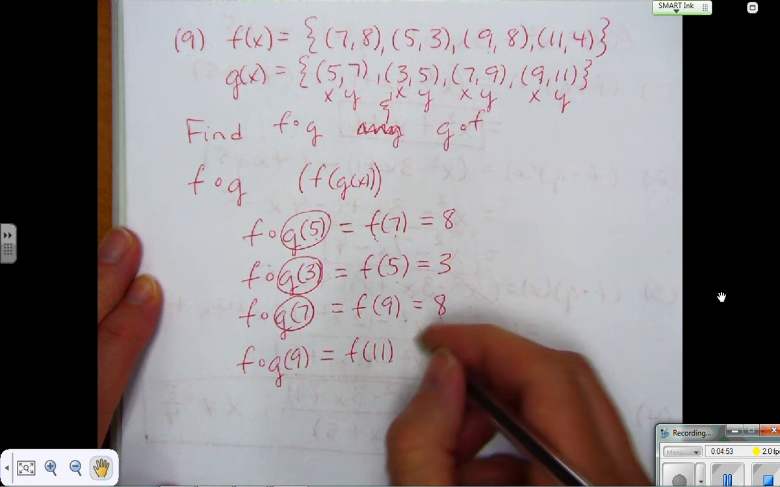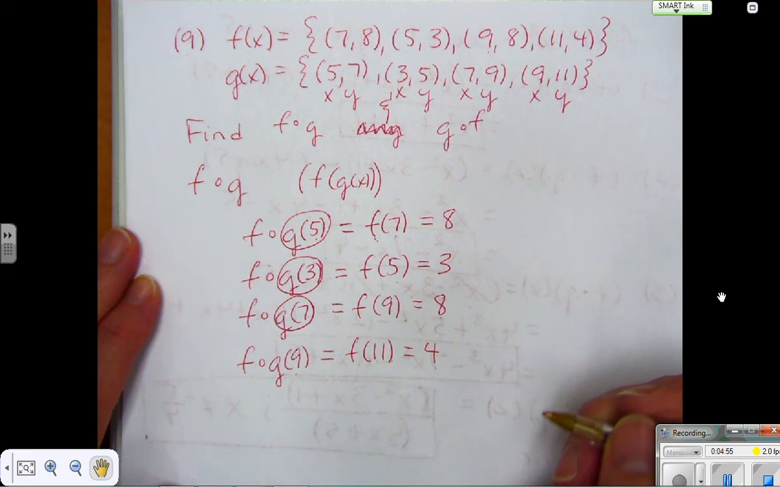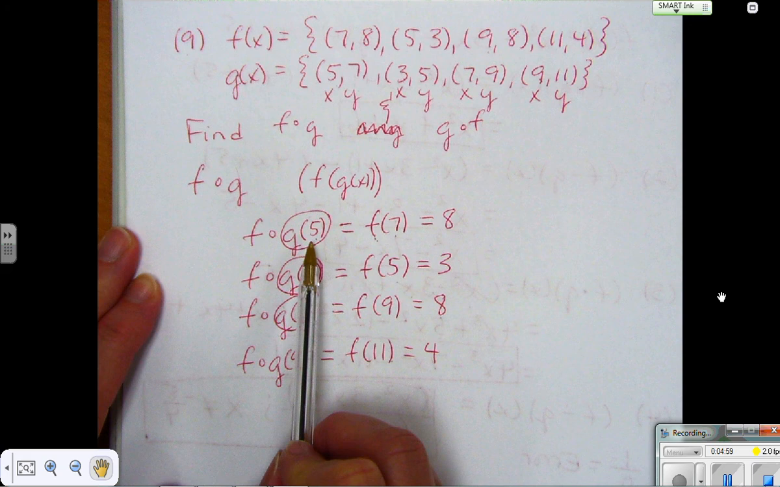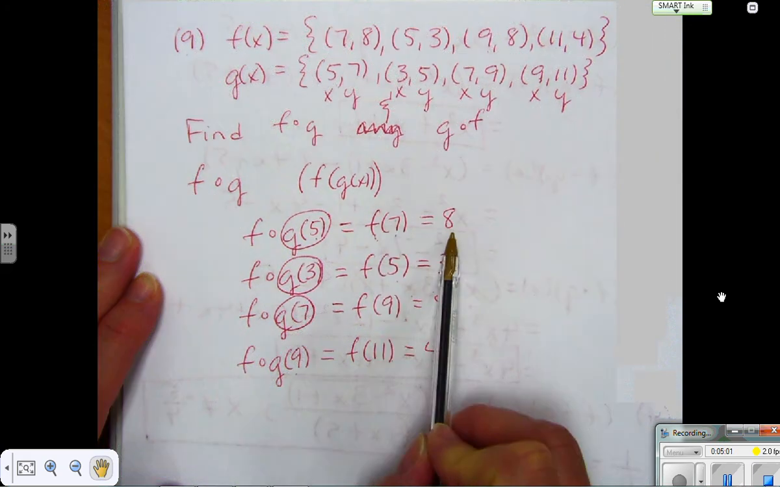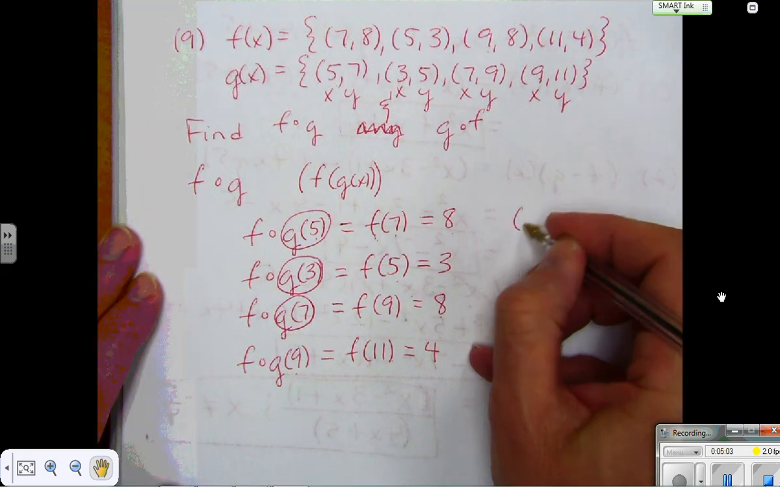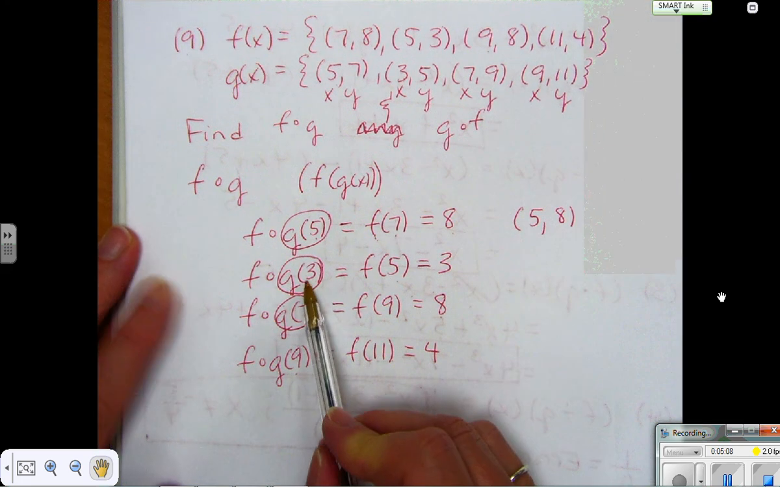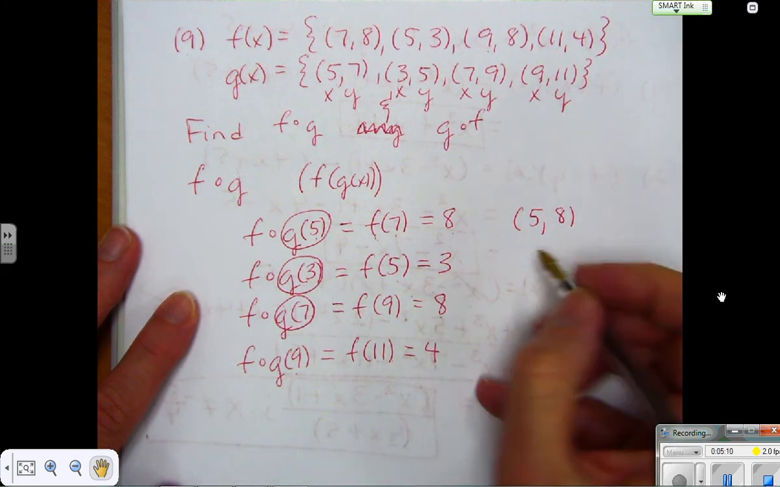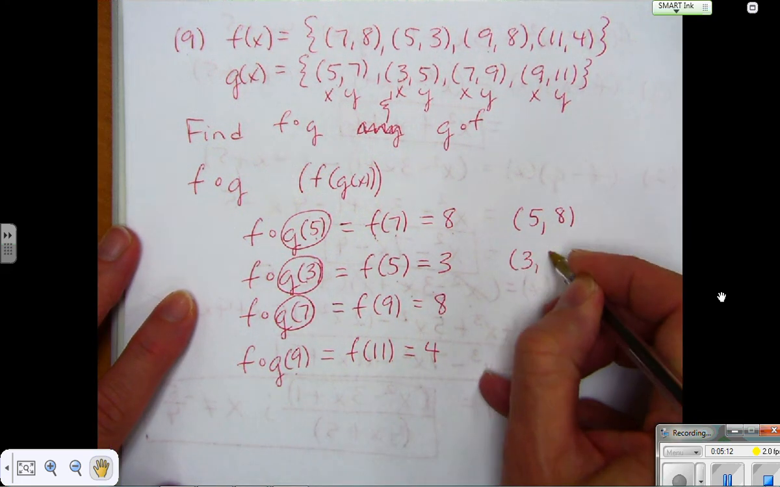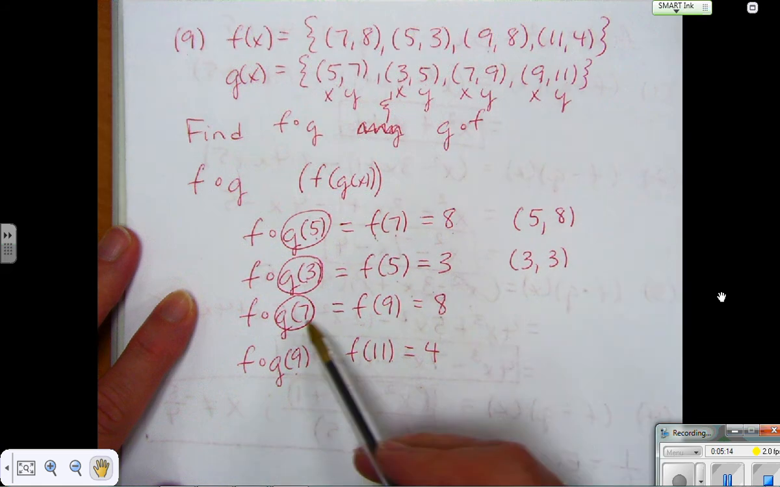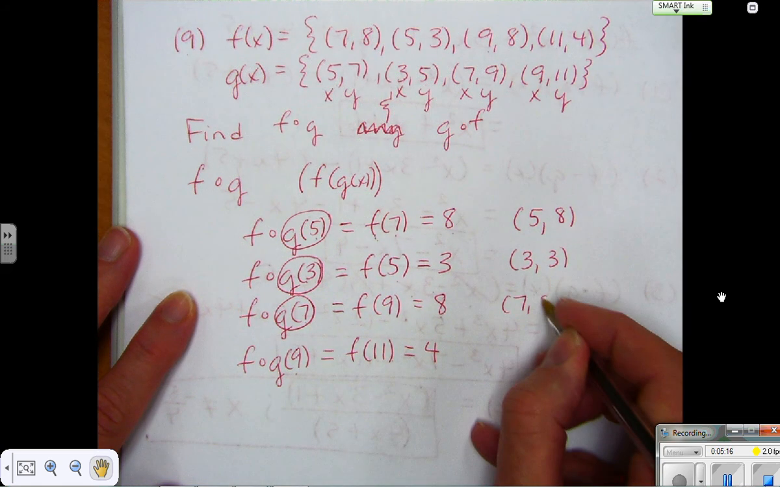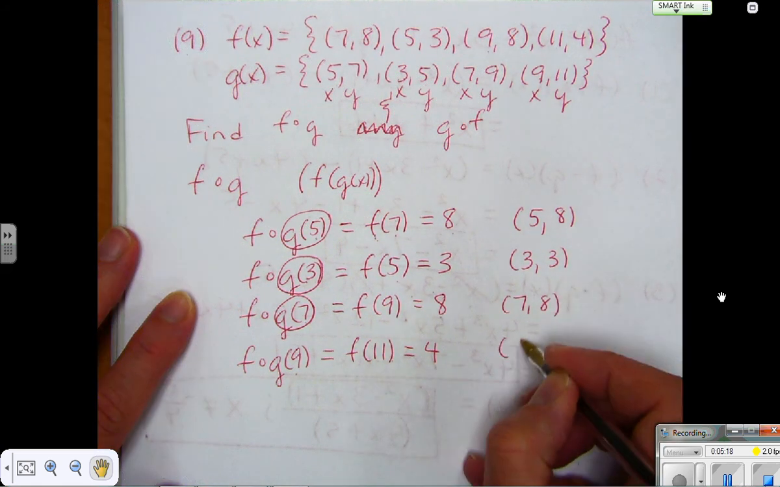So that's your answer. So what we did was we found new coordinates. And the coordinates are the beginning x and the ending y. So we would write the answer as an ordered pair, 5, 8, and this one, the beginning x is 3, the ending y is 3, so that ordered pair is 3, 3. The next one is 7, 8. The next one is 9, 4.